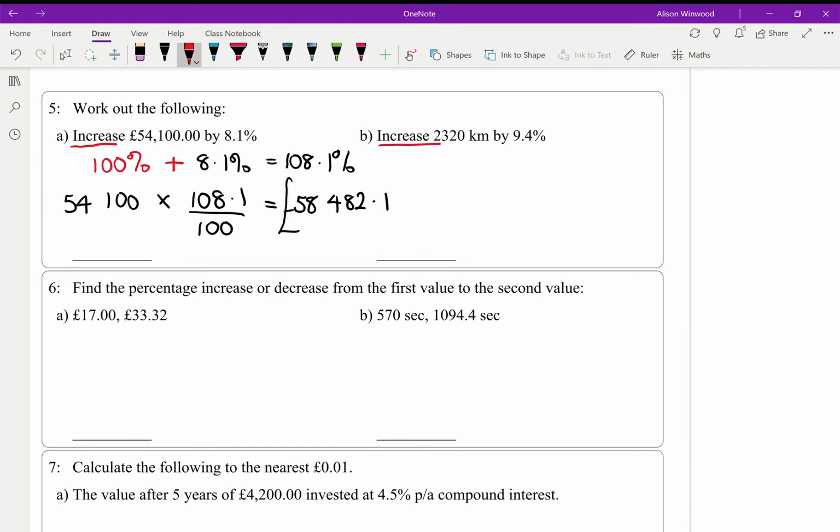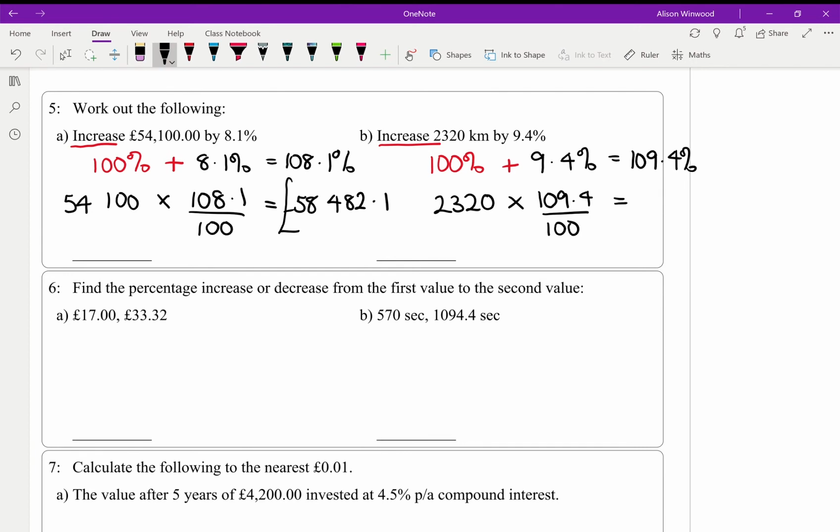Another increase, so 100% plus, the percentage this time is 9.4%, so we get a total of 109.4%. We're increasing 2,320 by it, and the calculator gives us 2,538.08. Question was about kilometres, so our answer is about kilometres.